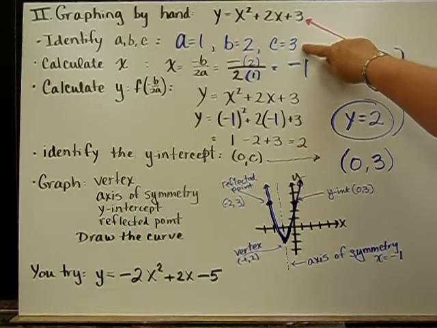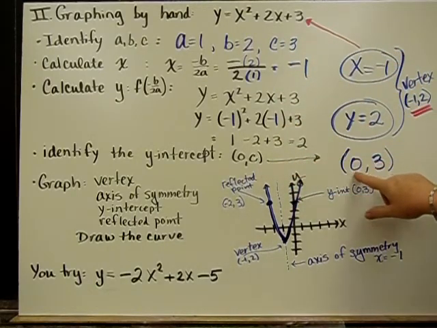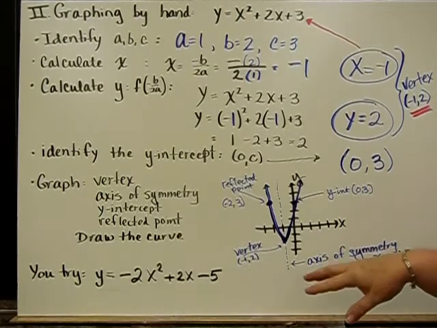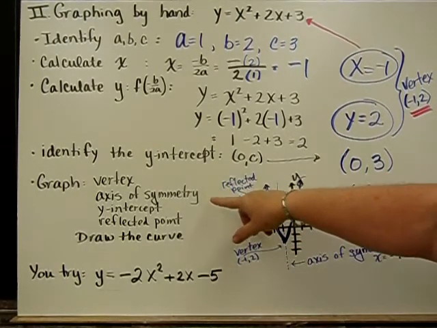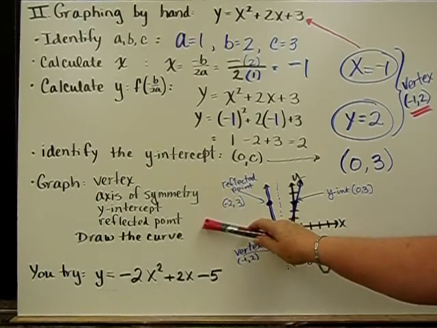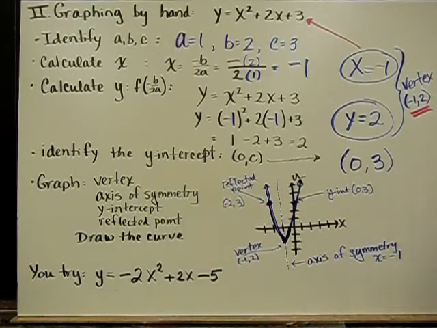We said that c was 3, so the y-intercept will be the point (0, 3). And then the next thing we're going to do is graph the vertex, the axis of symmetry, the y-intercept, a reflected point, and then draw the curve.